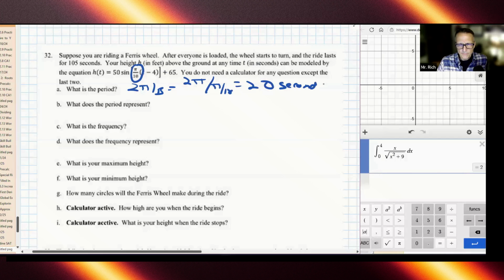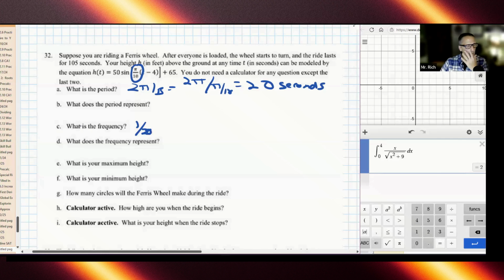You mustn't forget that period is a horizontal distance. It's horizontal, of whatever that x variable is. In this case, it's t, time. So period is the time it takes for it to go one cycle. So what does the period represent? It represents the time it takes for the Ferris wheel to make one complete revolution. Now, frequency is 1 over the period, 1/20th.